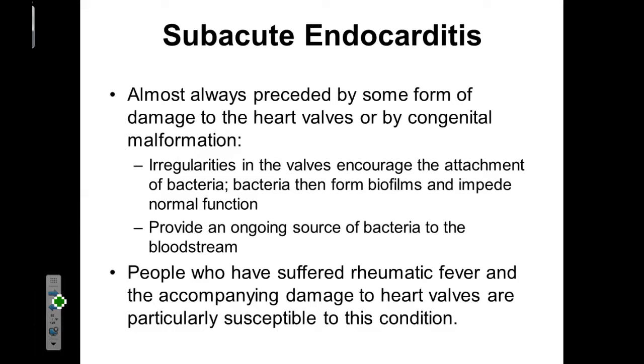Typically, we're going to have some kind of damage to the heart valve or some kind of congenital malformation that results in subacute endocarditis. Subacute endocarditis, again, doesn't have as pronounced symptoms, and the symptoms take a longer time to manifest themselves. These irregularities within the heart valves are going to encourage attachment of bacteria. These irregularities cause irregular blood flow, and as we have these turbulent eddies forming, or these areas within the valves that have high velocity blood and low velocity blood, it's easy for the bacteria to attach at those low velocity points on the heart valves.